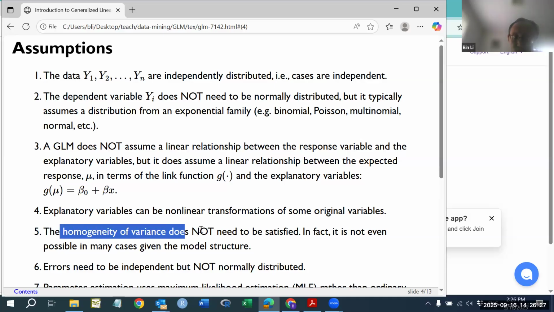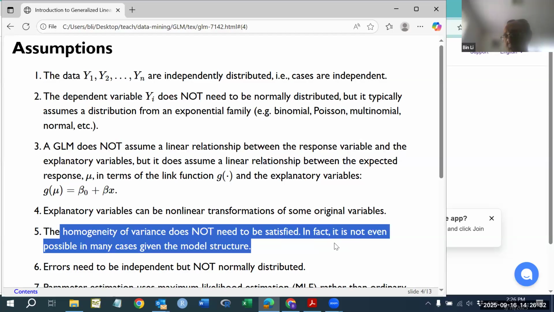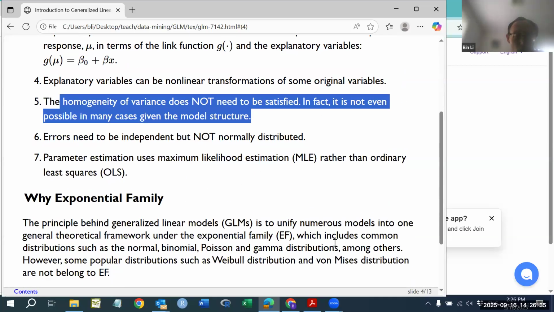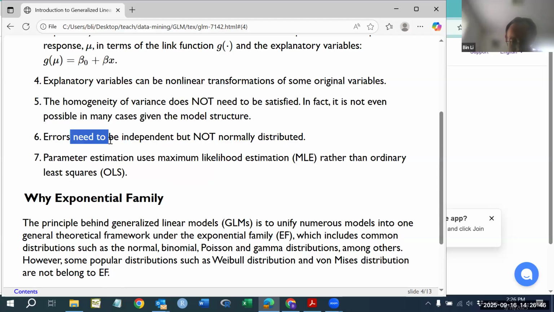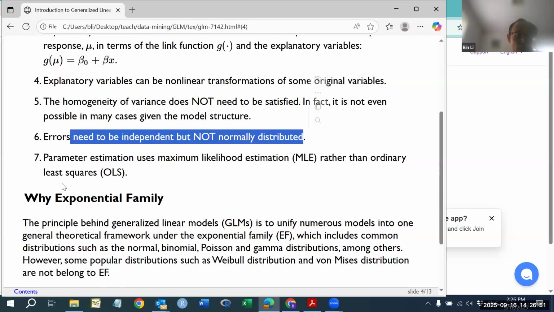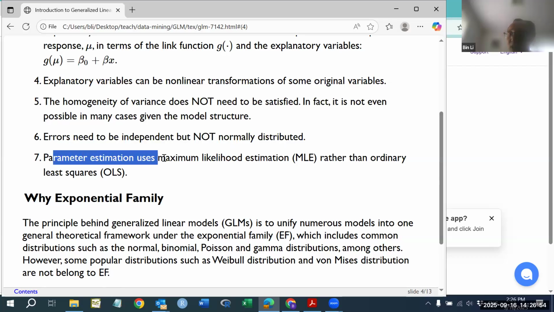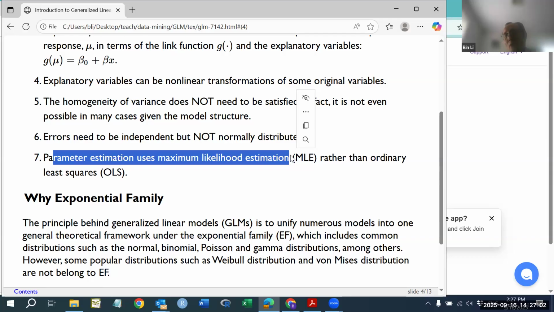The homogeneous variance assumption does not need to be satisfied. In fact, it's not even possible in many cases. So there is no constant variance assumption anymore. The errors need to be independent, but not normally distributed. And for the parameter estimates, instead of using least squares, we use maximum likelihood estimation. So this is the estimation approach: not OLS, not least squares, but maximum likelihood.